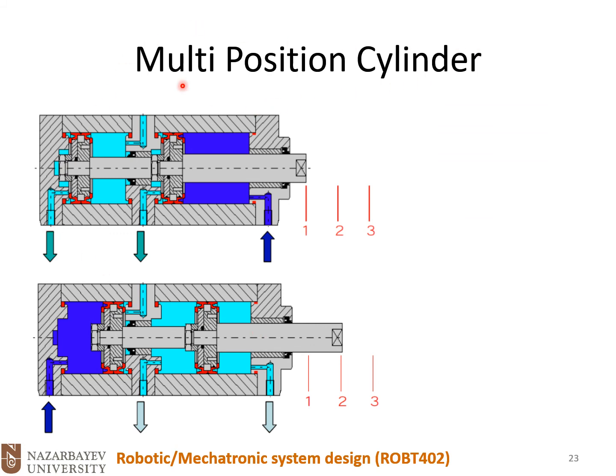Again, on the multi-position cylinders, we could see this cross-sectional area and different possible combinations. Now it's clear which chamber exactly is at high pressure and which chamber has low pressure. And you see that we could move from position 1 to 2 and 3.